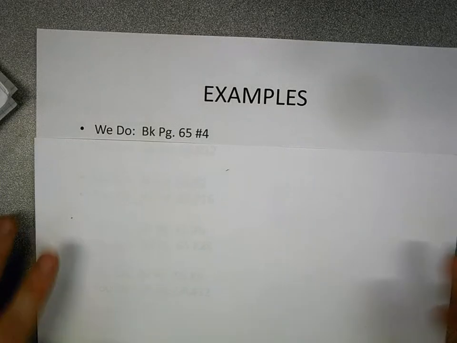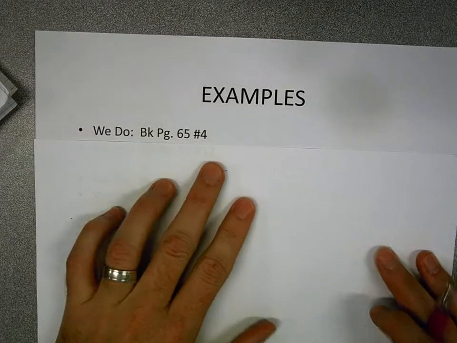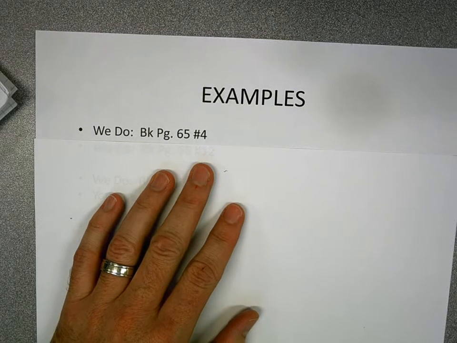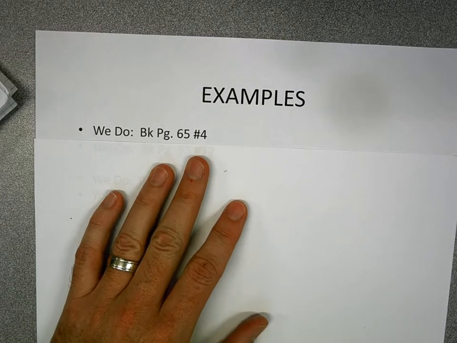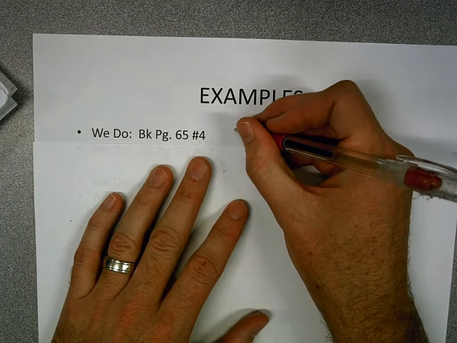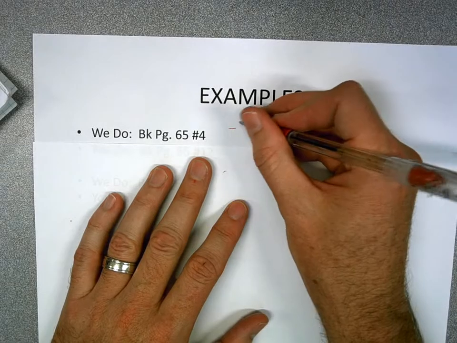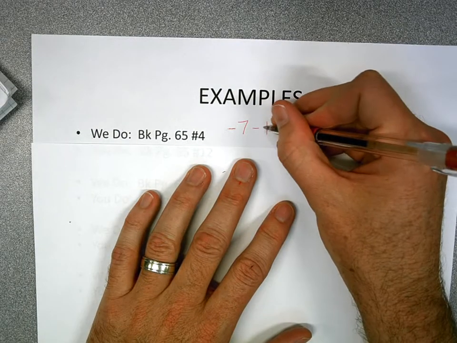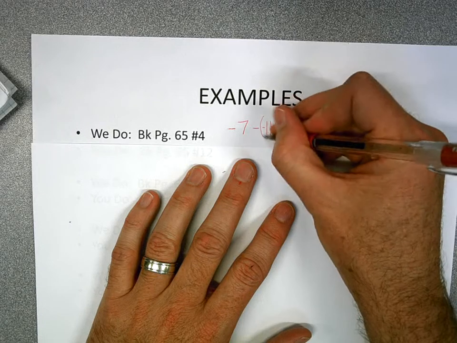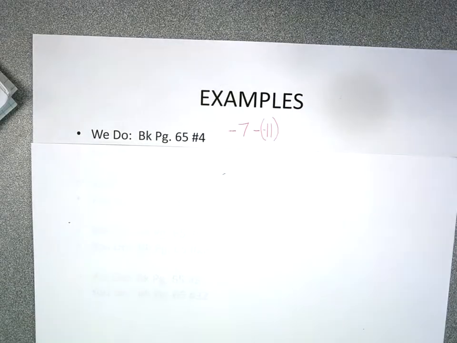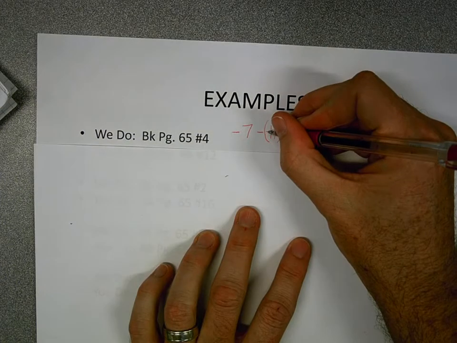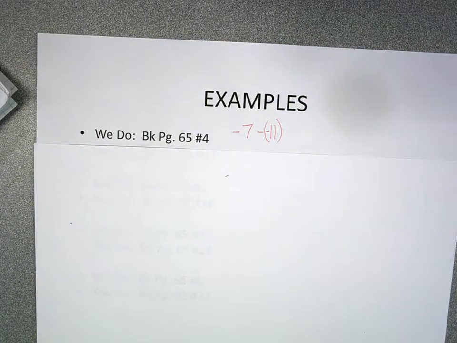Okay, here we go. Let's start off with problem number 4. Okay, problem 4, by the way, it says find each difference. Those are the directions. So problem number 4 in your book is asking you what is negative 7 minus negative 11. Negative 7 minus negative 11.